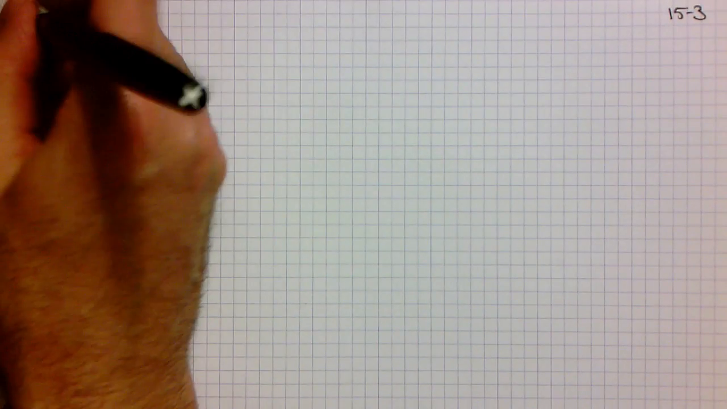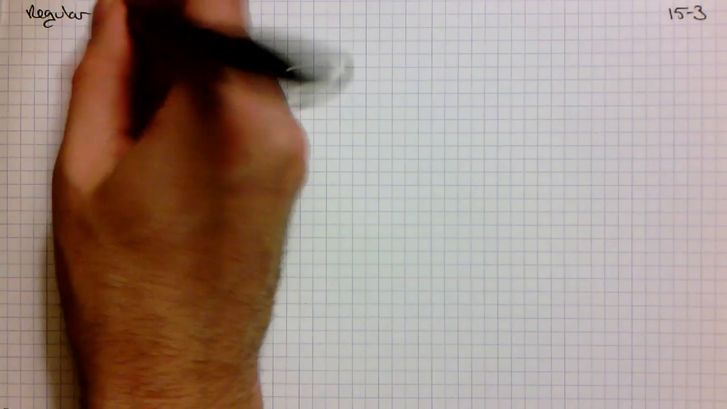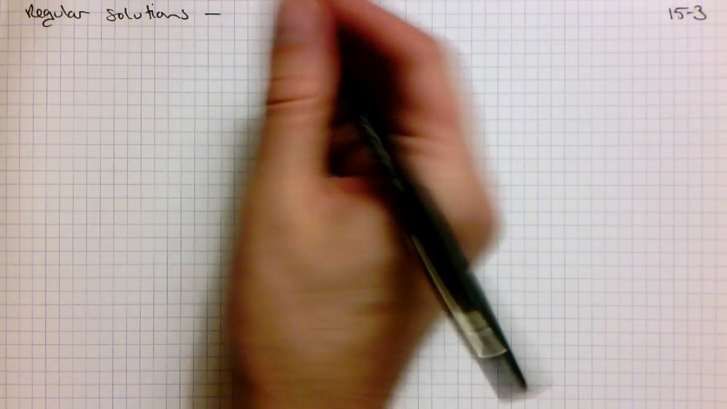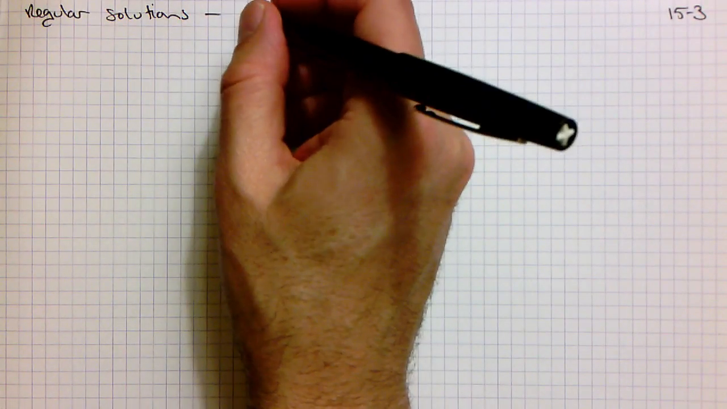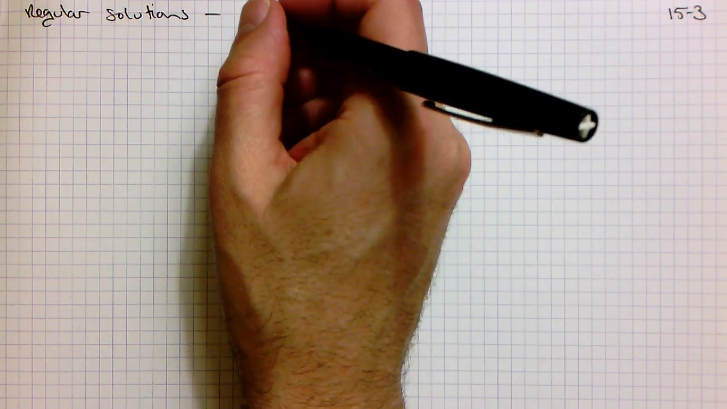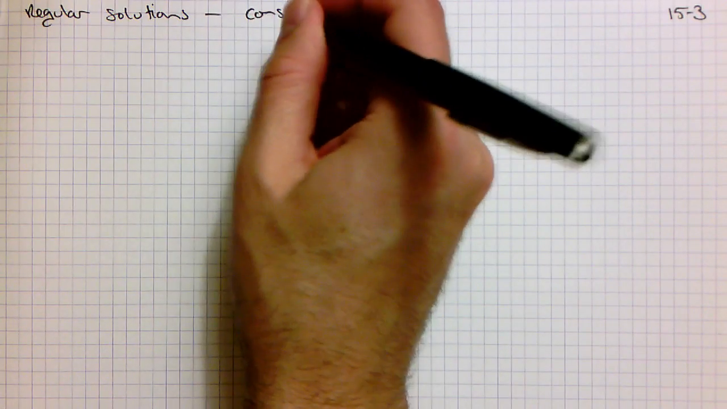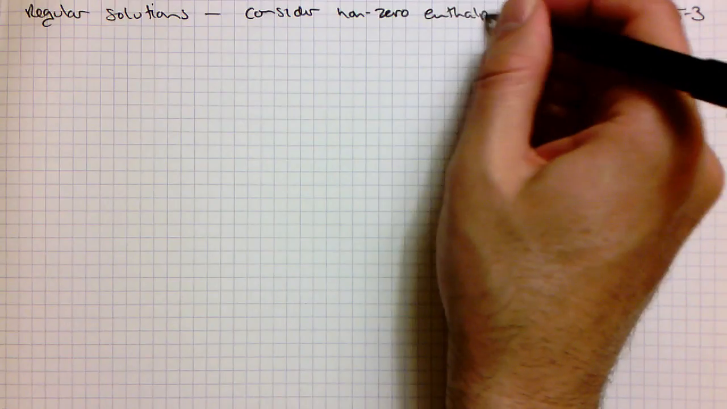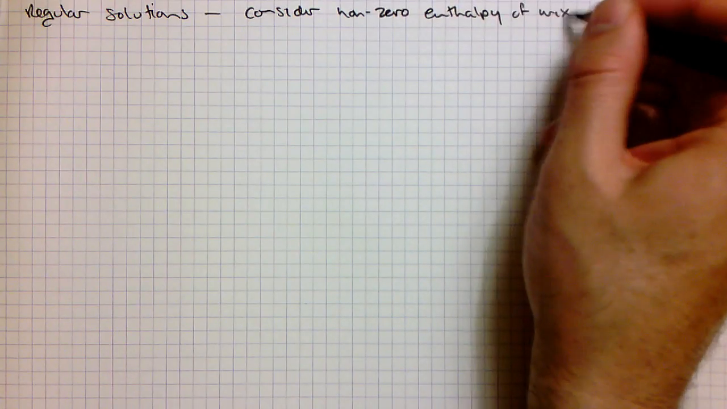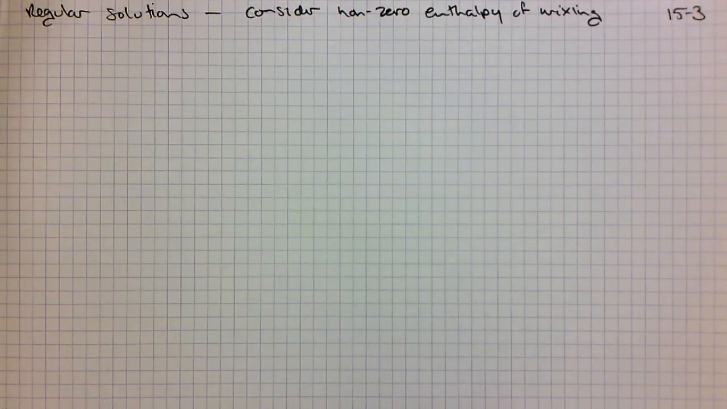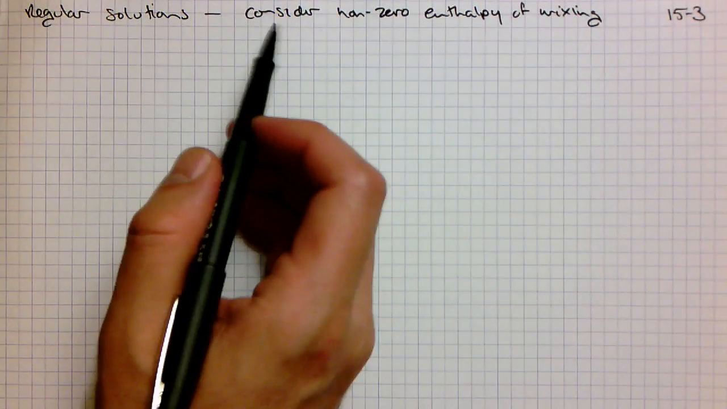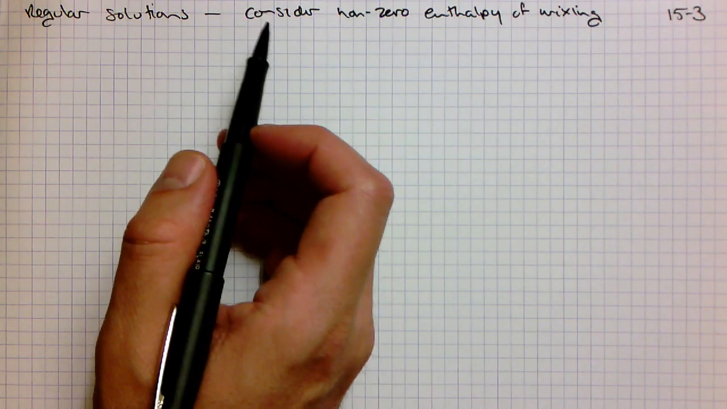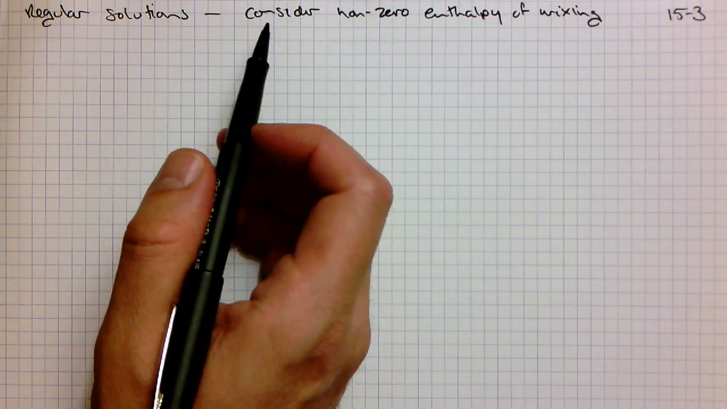Okay, so the next topic we want to cover is regular solutions. Regular solutions is a theory where we consider the effect of non-zero enthalpy of mixing on a solution. So remember, in the ideal solution, we considered delta H of mixing to be 0. So in this case, we're going to make a few assumptions.